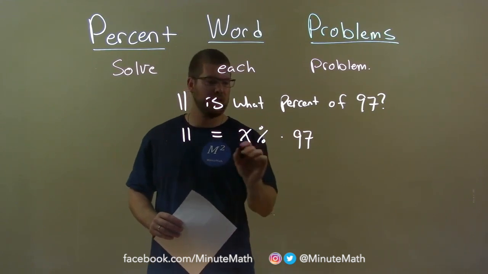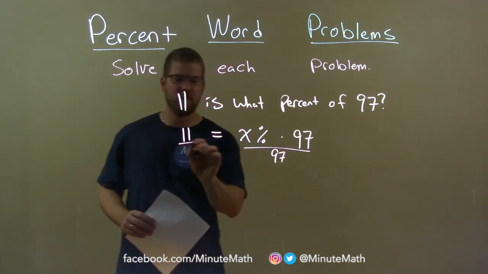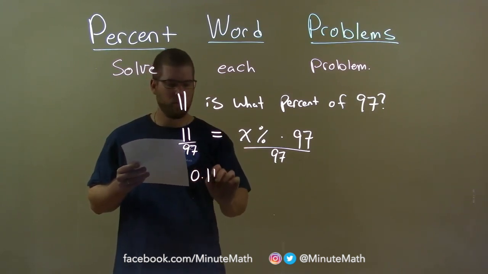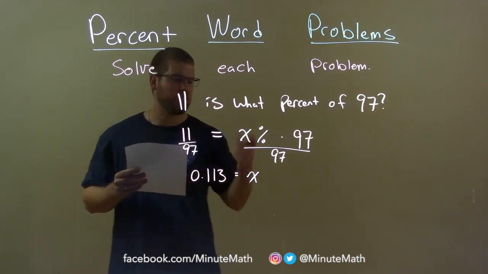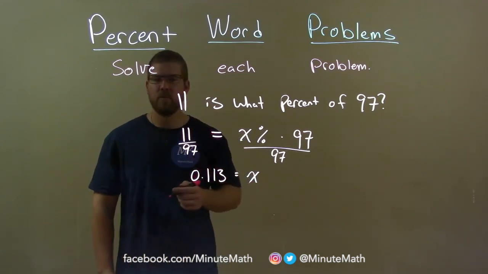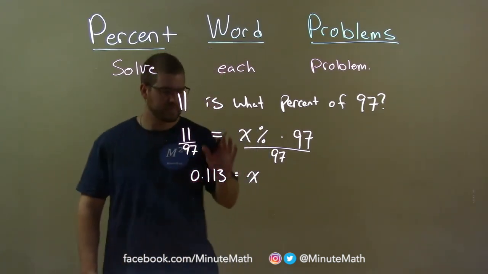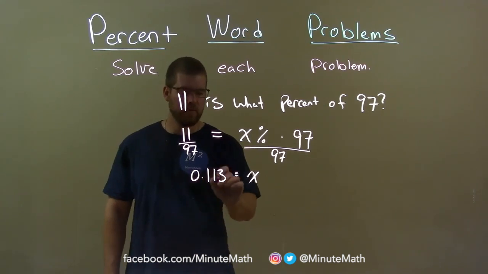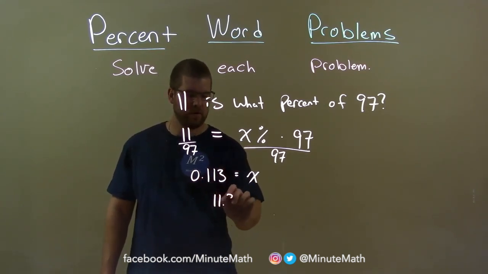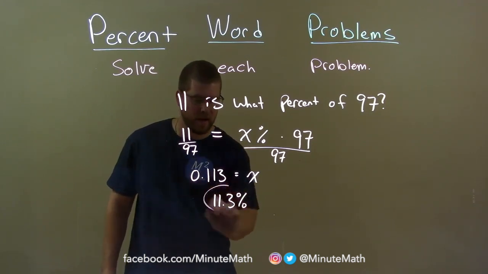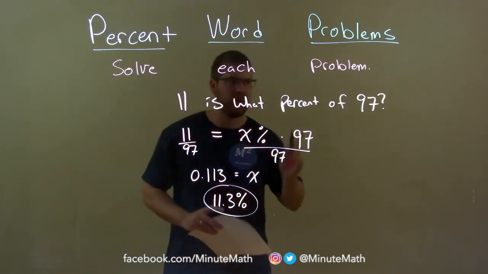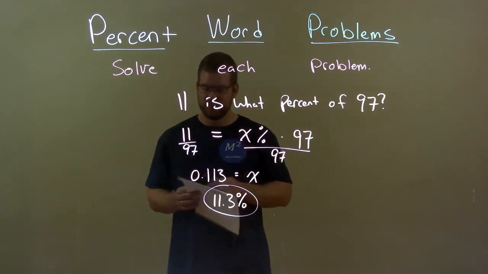So opposite of multiplication, division, divide by 97 to both sides, and we get the decimal 0.113, and that's equal to x. It's not a percent yet. We have decimal 11 divided by 97 is 0.113. Now, convert that to a percent, move the decimal place 2 points to the right, so we have 11.3%, and there is my final answer. 11 is 11.3% of 97.